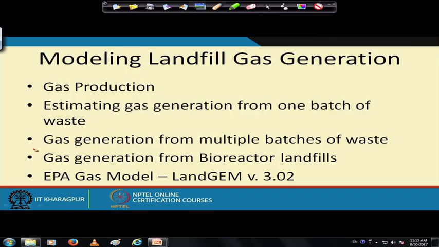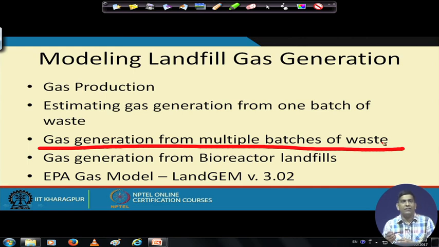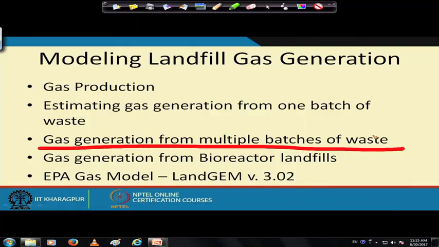Sometimes I was trying to explain the batches in a day. You may take weekly batches, you may take yearly batches. The smaller you take the batches, the better it is in terms of prediction, in terms of estimation. So those are multiple batches of waste coming in.